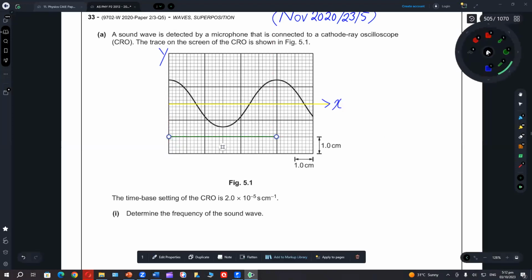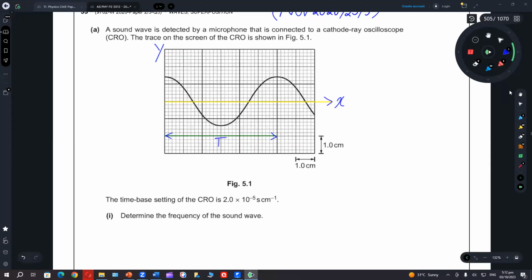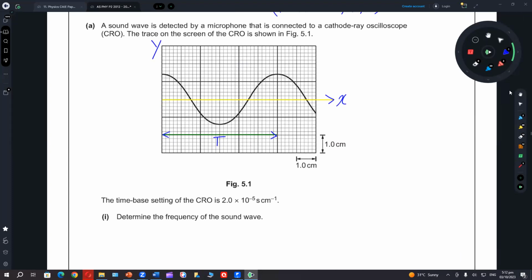Look at this screen. Will it be one cycle? Yeah. This is one cycle. And how many divisions are there? So we say 1, 2, 1, 2, 3, 4, 5. There are 6 divisions.